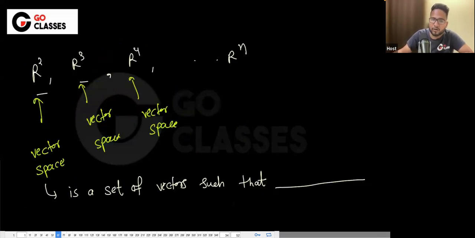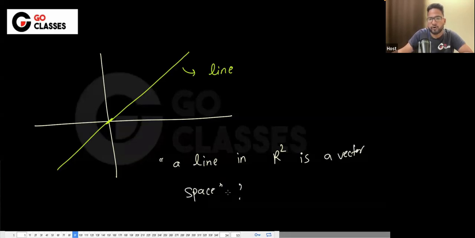For example, just tell me, suppose in this R2, I just say there is a line. Okay, there's a line. This line, is this a vector space? My question is, is a line in R2 a vector space? What do you think?